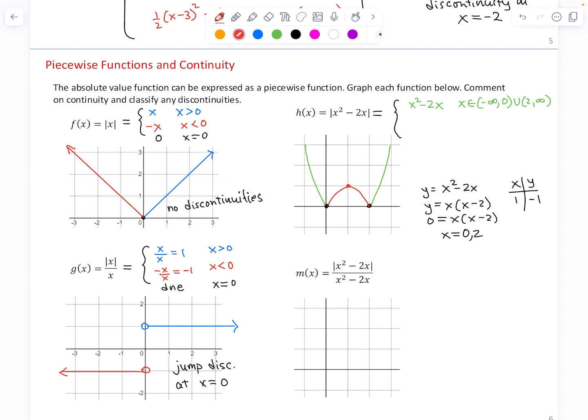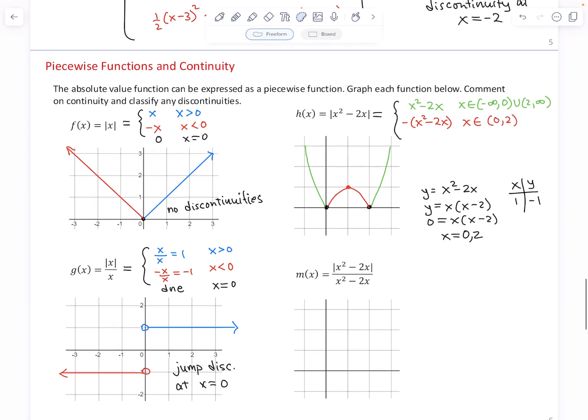The red portion is the same graph but reflected, so it's the negative of x squared minus 2x using parentheses if x is between these x-intercepts, so in the interval from 0 to 2. And then like we did over here, let's go ahead and define what happens at the x-intercepts. We will say that this function produces 0 if x is 0 or 2. And then finally, m of x.